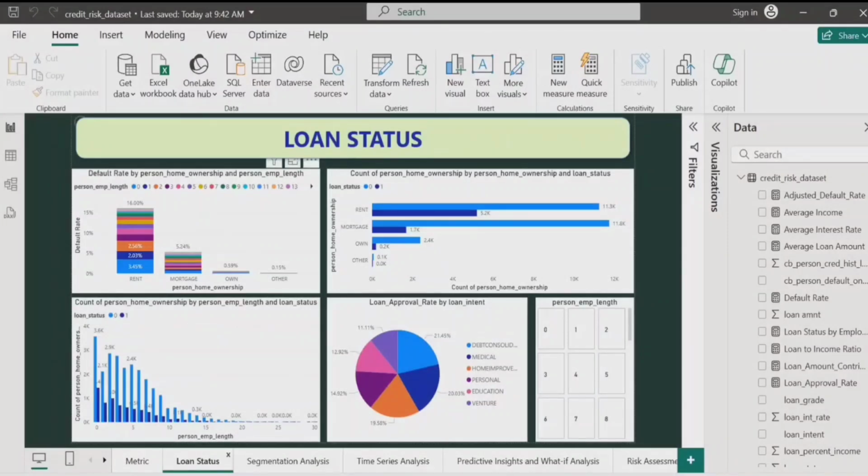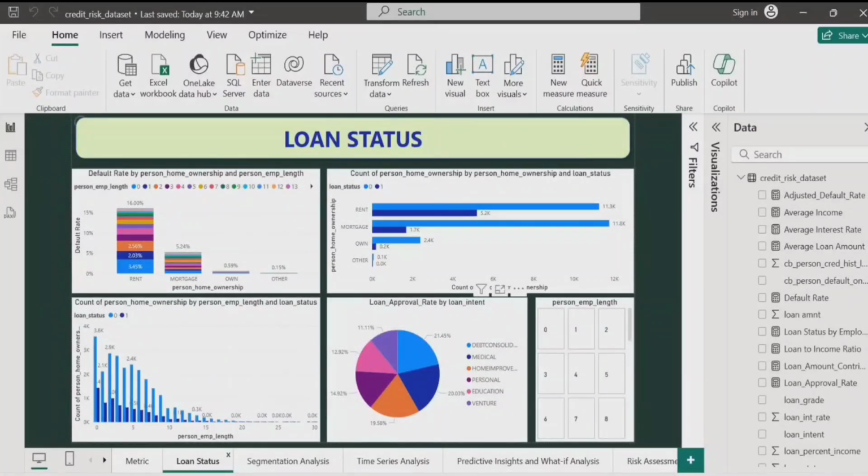Here I have created a bar chart with person home ownership on the x-axis and default rate on the y-axis, with the person employment length in legend. Here we can clearly see that home ownership rent and employment length of 0 years has the highest default rate. This bar graph shows the loan status based on the home ownership. This bar graph shows the loan status based on the employment length.